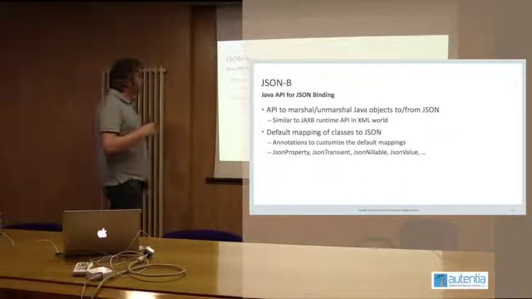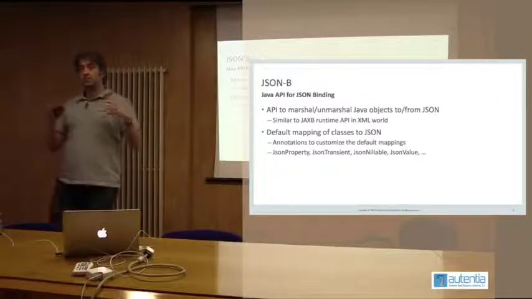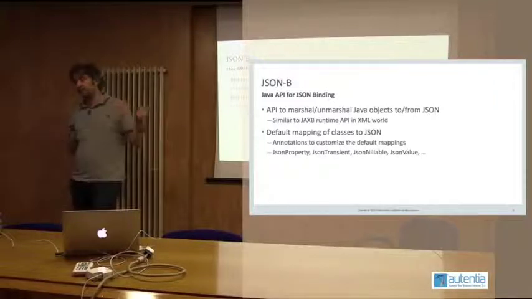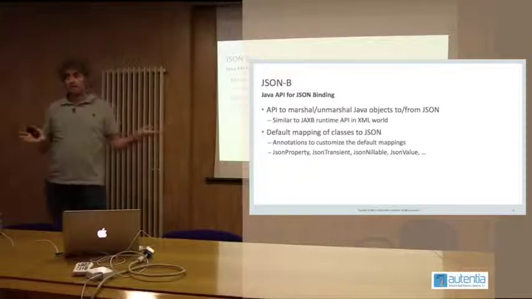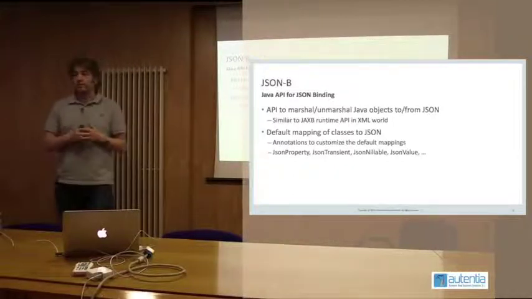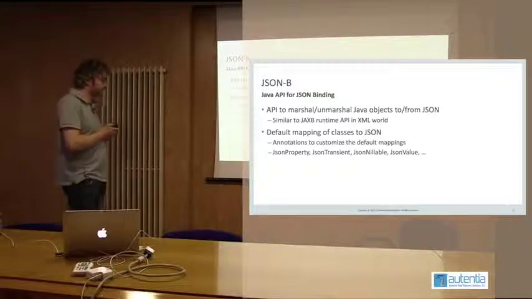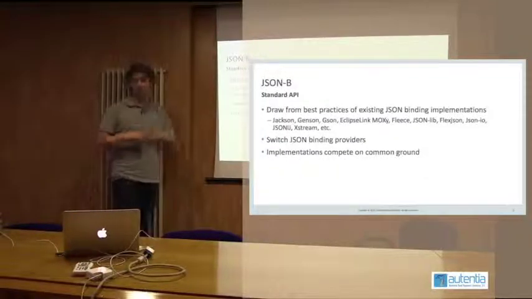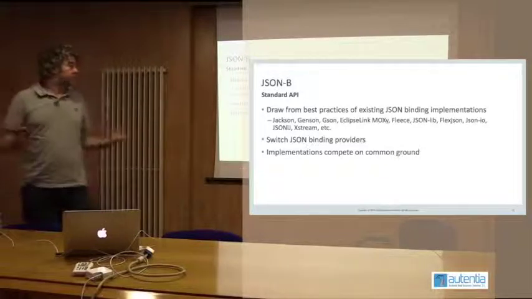So the API will provide default behavior. The thing is that if you look at the JSON object type, it's very basic. I mean, we have strings, numbers, Boolean, object, array, and I think that's it. On the other side, we have the Java object type, which is obviously way richer than that. So the API will provide default behavior, and you will have the ability to override that default behavior.